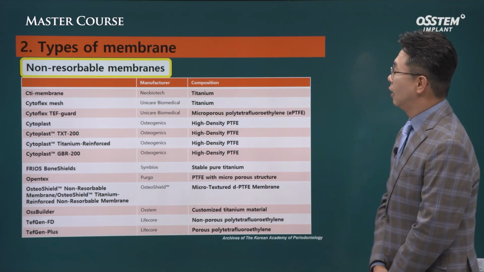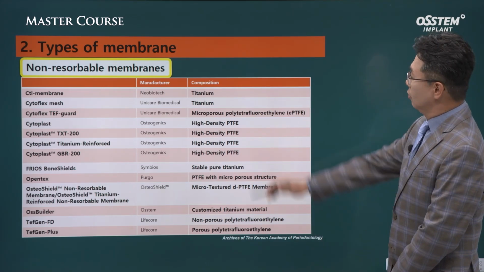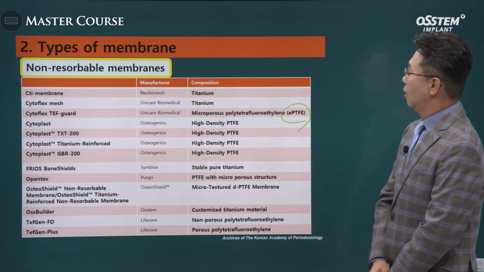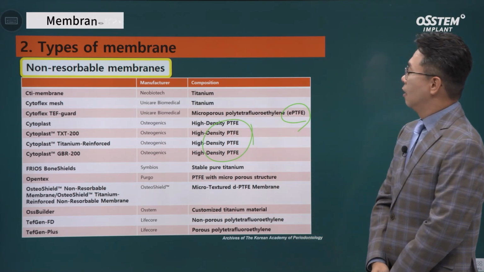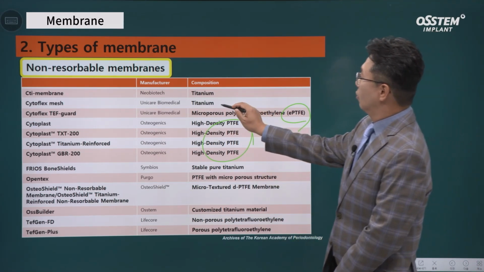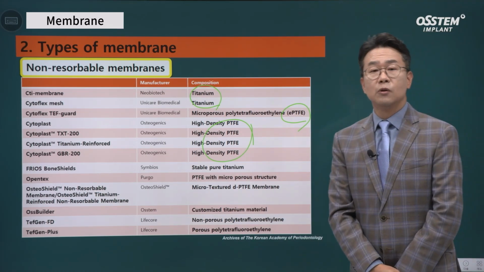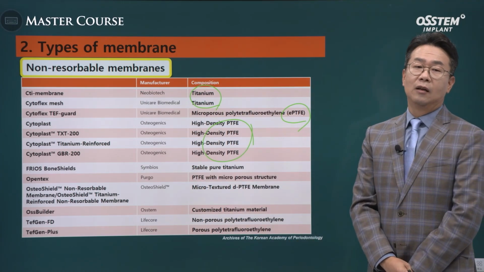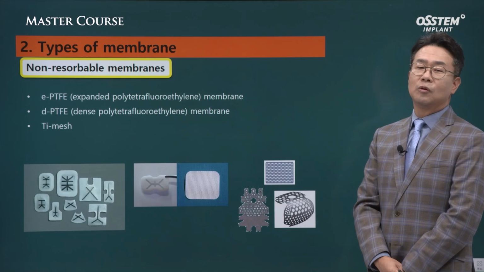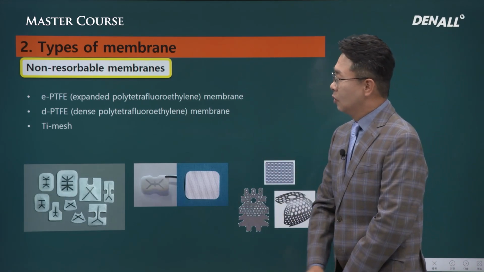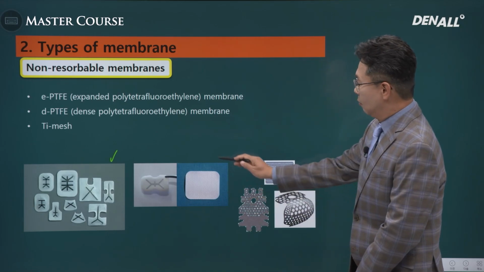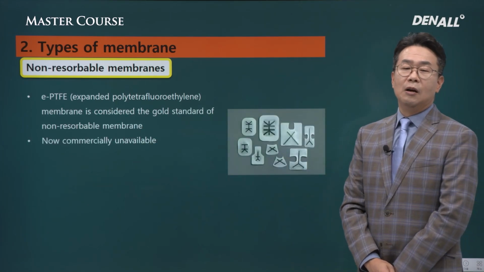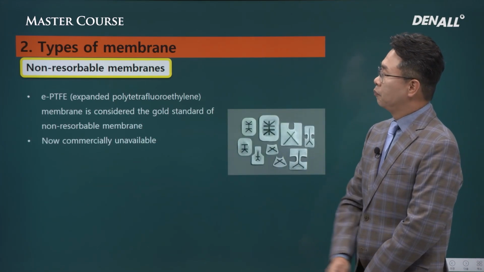I'm part of the Korean Academy of Periodontology, and if you look at the data provided from there, there are different options. Non-resorbable membrane can be largely divided into three: ePTFE, high-density PTFE, and titanium. You can see that there are many more different options here. ePTFE membrane, DPTFE, and titanium mesh. These are the primary non-resorbable membranes that we come across.